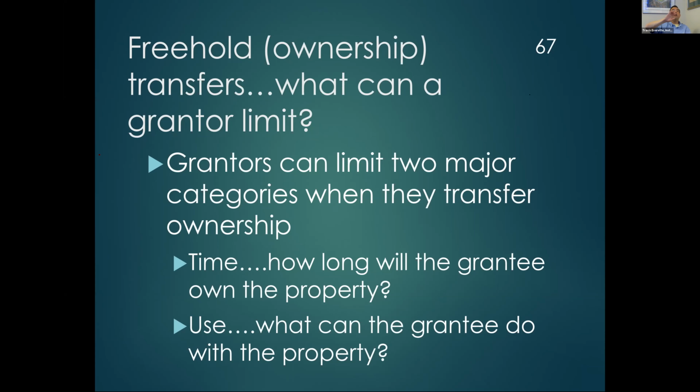I'm still giving you everything. Anytime the grantor gives everything they have, that's all they can do. Does that make sense for everybody? You can't give an upgrade. You can always go down. Everybody okay so far?